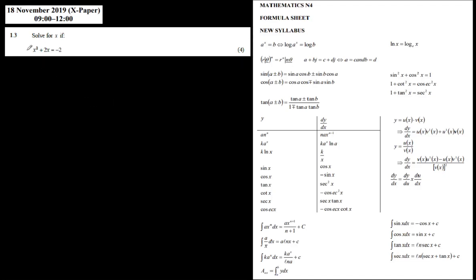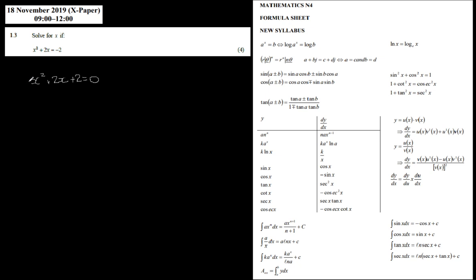So question 1.3 states: solve for x if x squared plus 2x equals negative 2. In a case like this, where we've got x squared, an x, and a value without an x, the best way to solve for x will be to try to get all of the values to one side of the equation and set it equal to 0, meaning x squared plus 2x, and then taking over the negative 2, so it will be positive 2, equals 0.